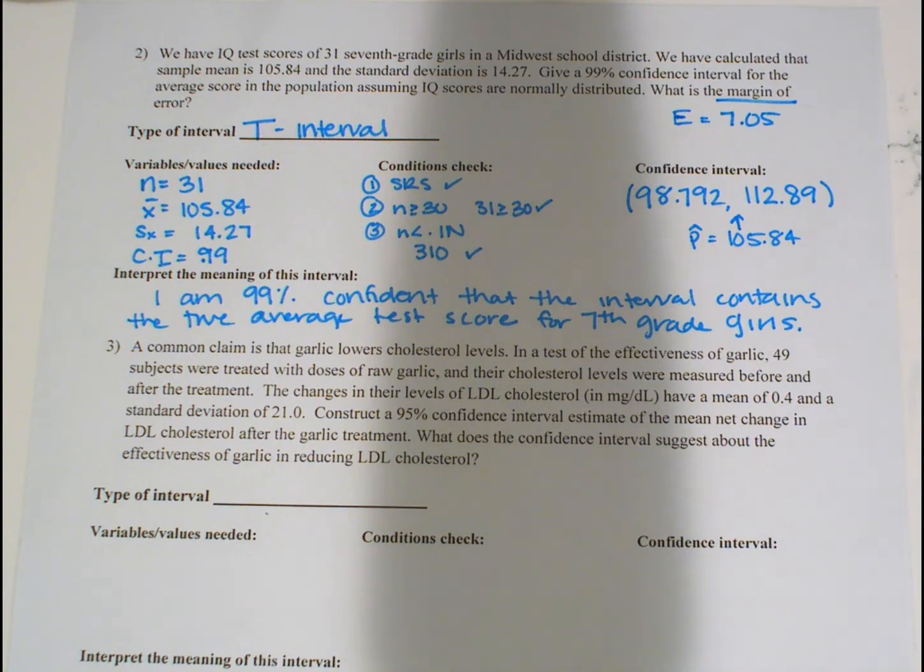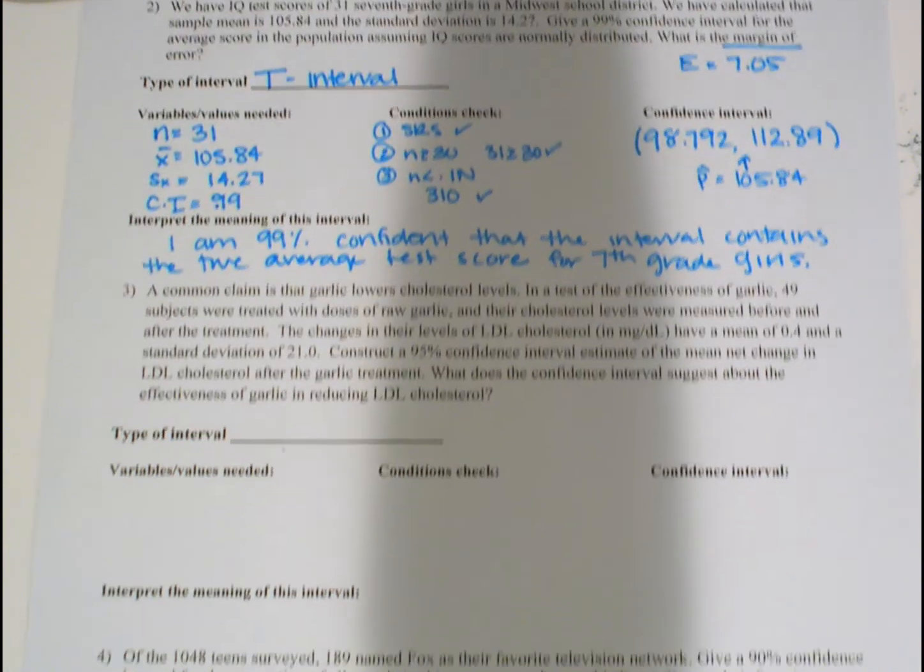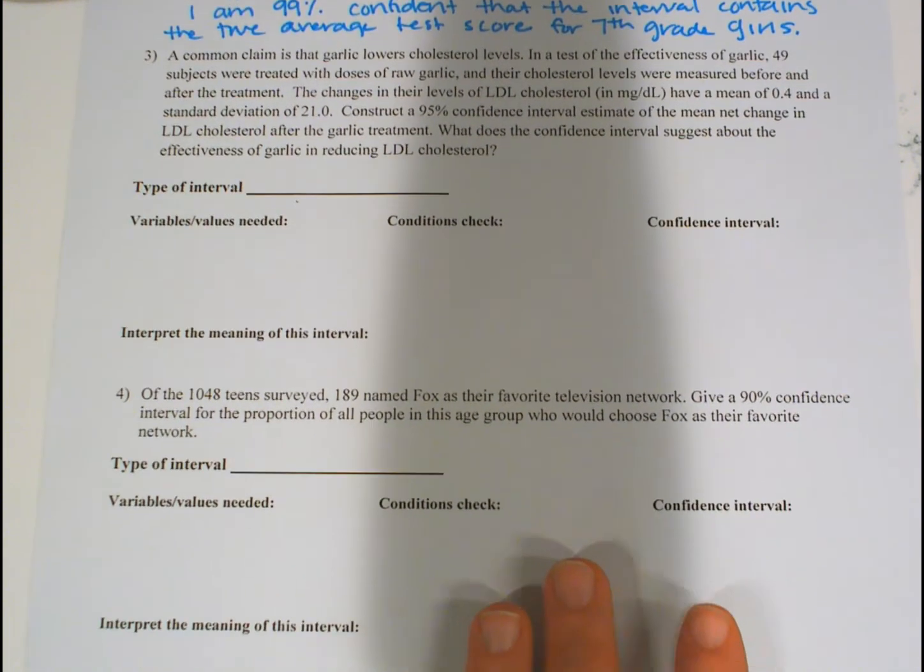All right, I would suggest pausing the video and trying the next two on your own, just to make sure you can decipher the difference between the two intervals and write out all the details. But we'll go over them together after that. All right, so looking at number 3.